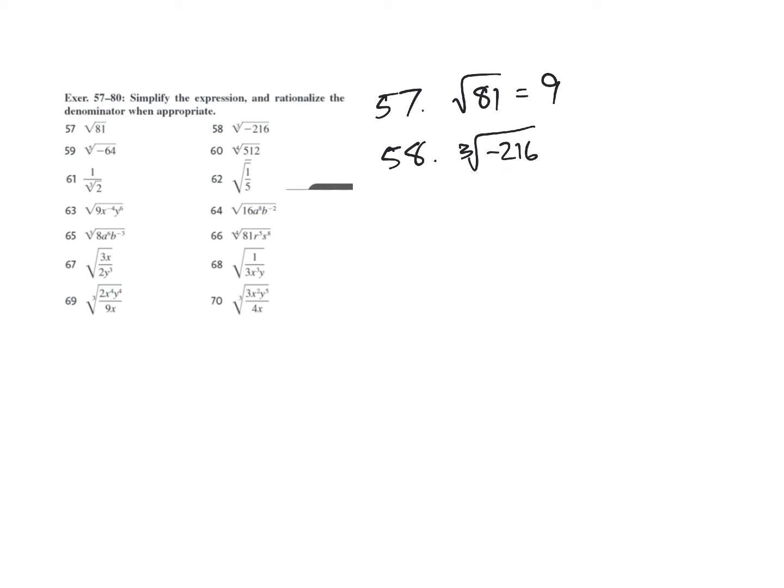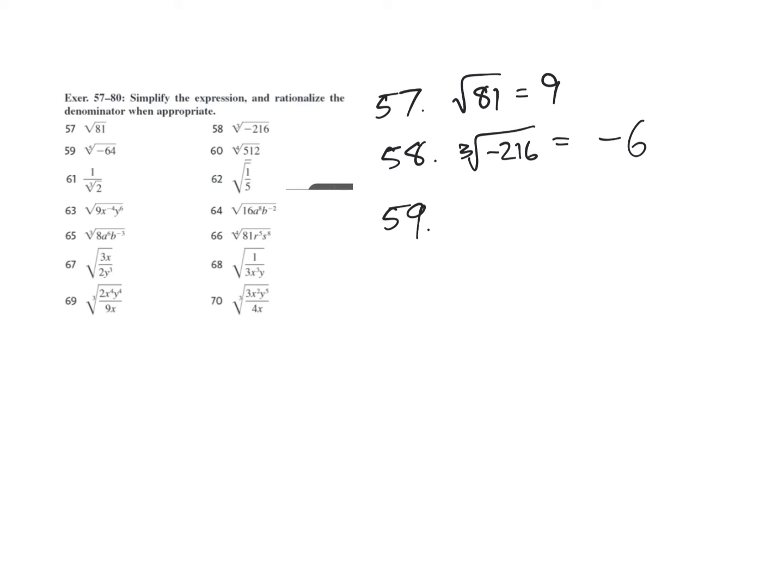So remember, if your root is odd, you can take the cube root of a negative, the 5th root of a negative, the 7th root of a negative. You cannot take an even root of a negative. So this answer is going to be a negative something. You can use your calculator if you'd like, but you need to learn what these are. So 216. Okay, so you can take the cube root of negative 216, that would be negative 6.